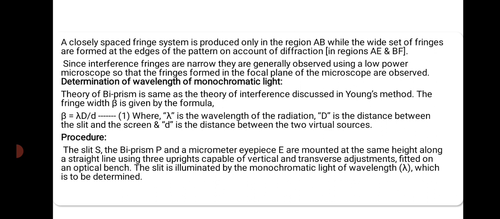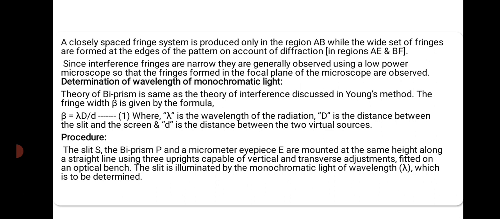The determination of the wavelength of monochromatic light. The theory of biprism is the same as the theory of interference discussed in Young's method. The fringe width beta is given by the formula beta is equal to lambda D divided by small d, where lambda is the wavelength of the radiation, capital D is the distance between the slit and the screen, and small d is the distance between the two virtual sources.